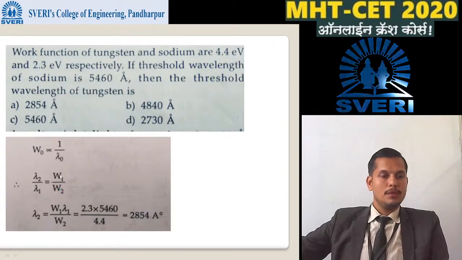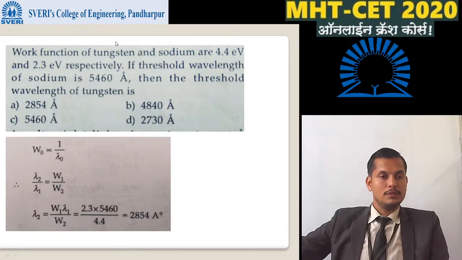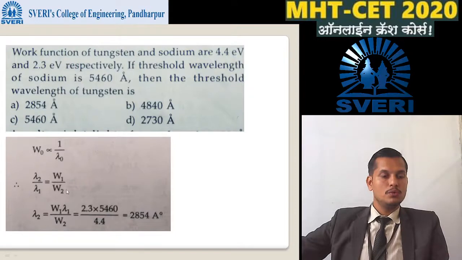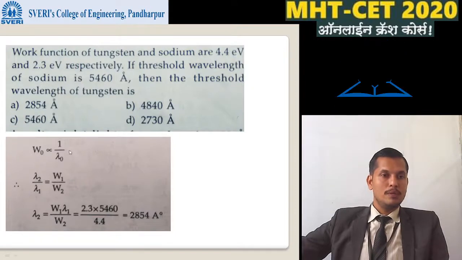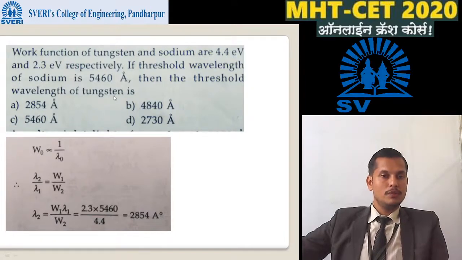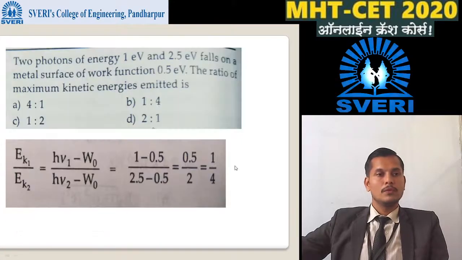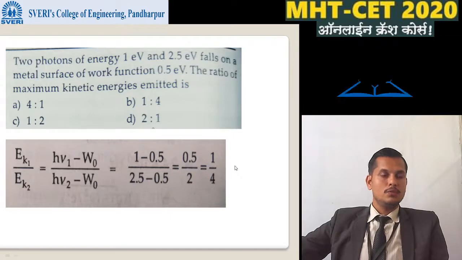So after comparing the equation for tungsten and sodium, we get lambda 2 by lambda 1 is equal to W1 by W2. So lambda 2, that is the threshold wavelength of tungsten, we have to determine. The remaining values are with us. Put the values, and we get the answer, that is 2854 angstrom. So let us move to the next one.